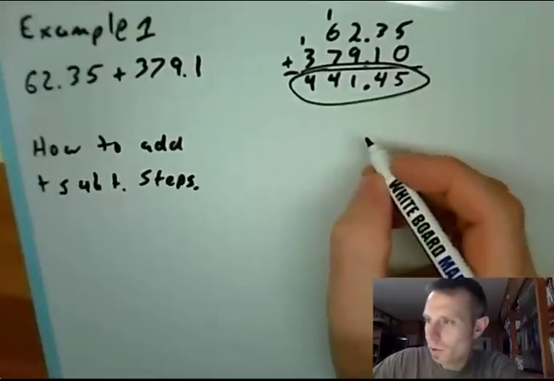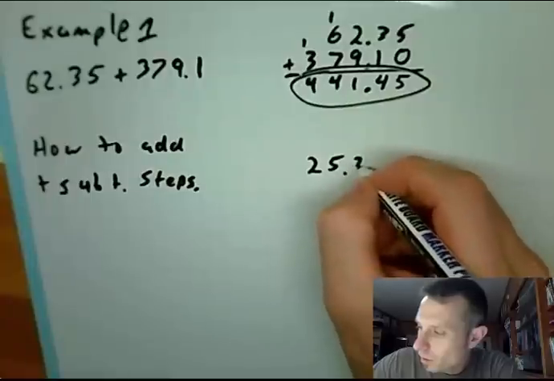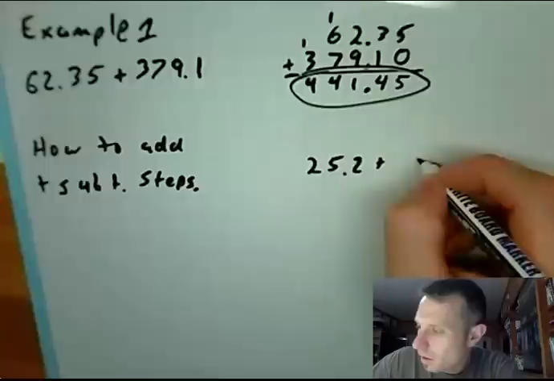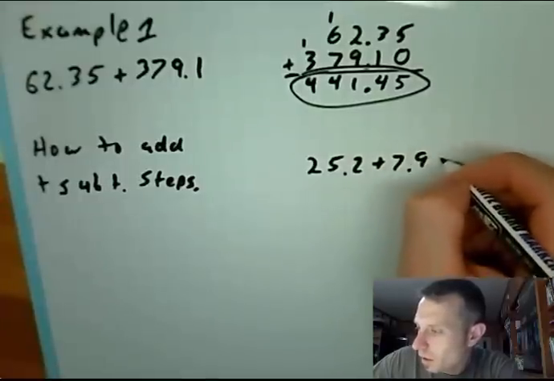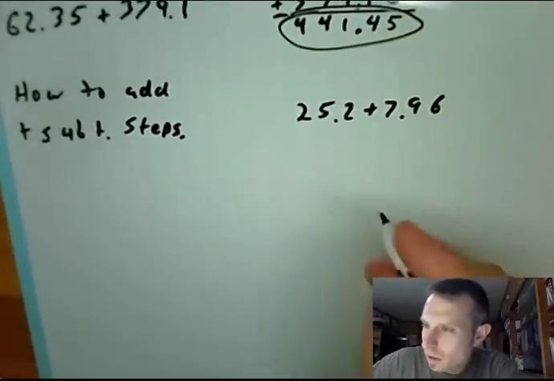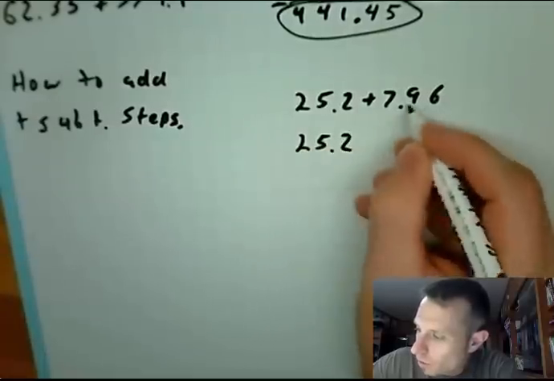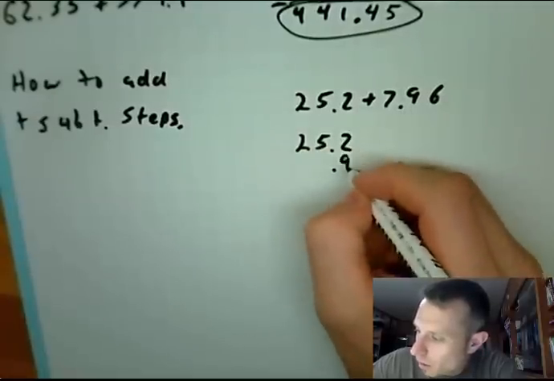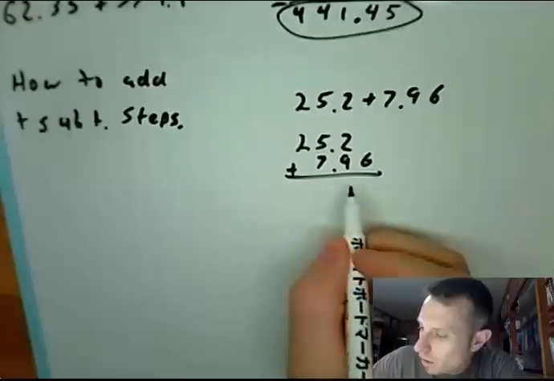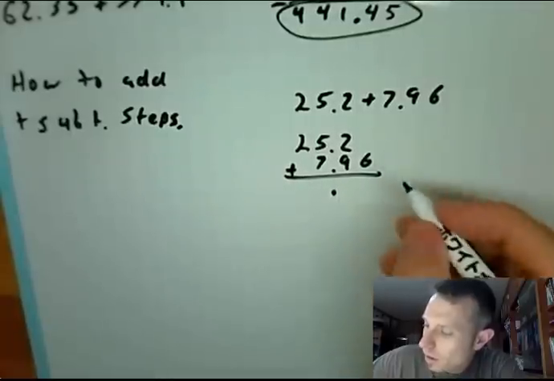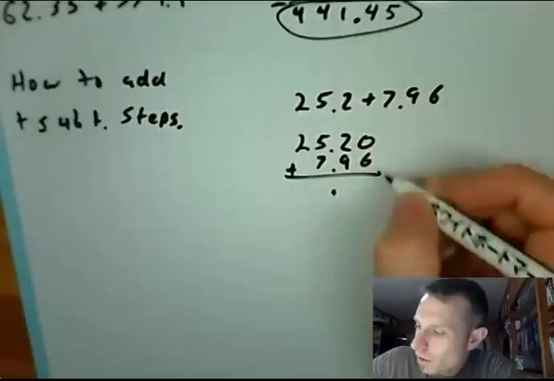And let's do one more. Let's do 25.2 plus 7.96. So step 1 is going to be to line up the decimals. So I have 25.2 and the 7.96, and the 7 was in the ones. I'm going to bring down the decimal. Now I'm just simply going to fill in the zeros. There was a 0 here.